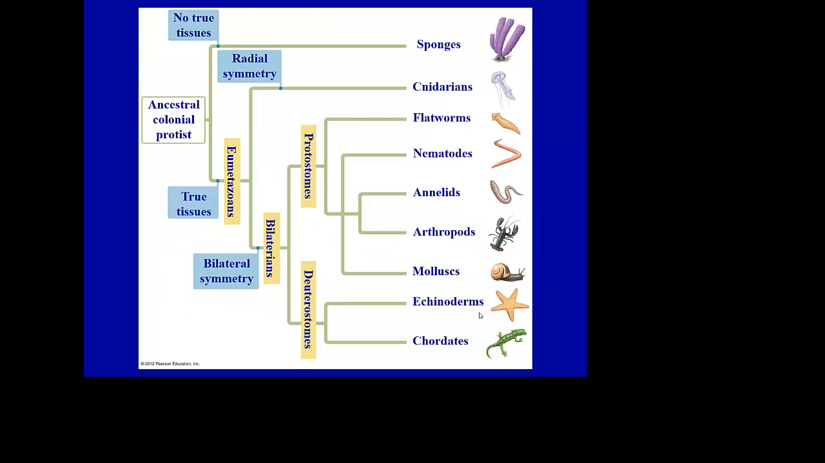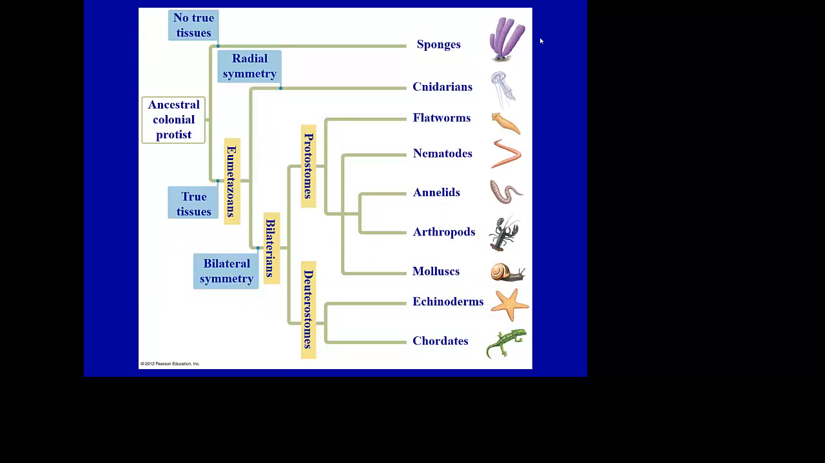So now that we've broken out our sponges as our out group, we can break out our Cnidarians as being the only ones with radial symmetry. Then we can start breaking out our flatworms, nematodes, and annelids based on how they are structured with their internal cavity. Annelids down to chordates are all going to be triploblasts, and they're going to be what we call coelomates.